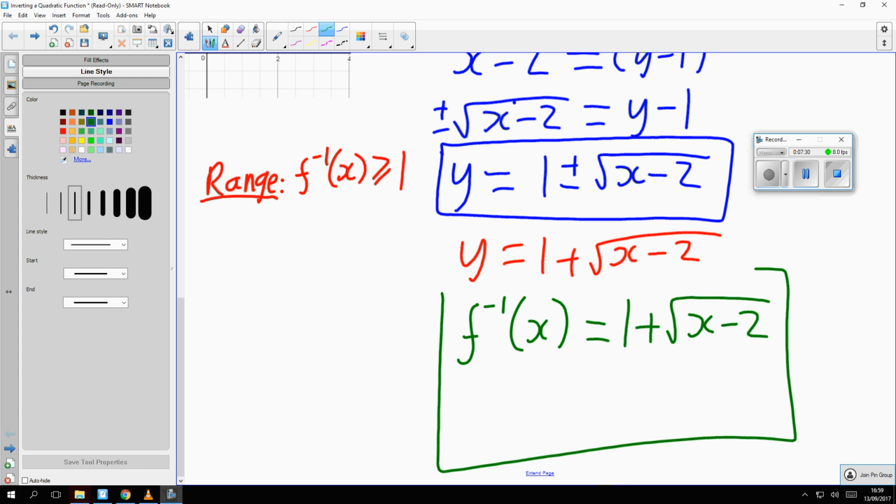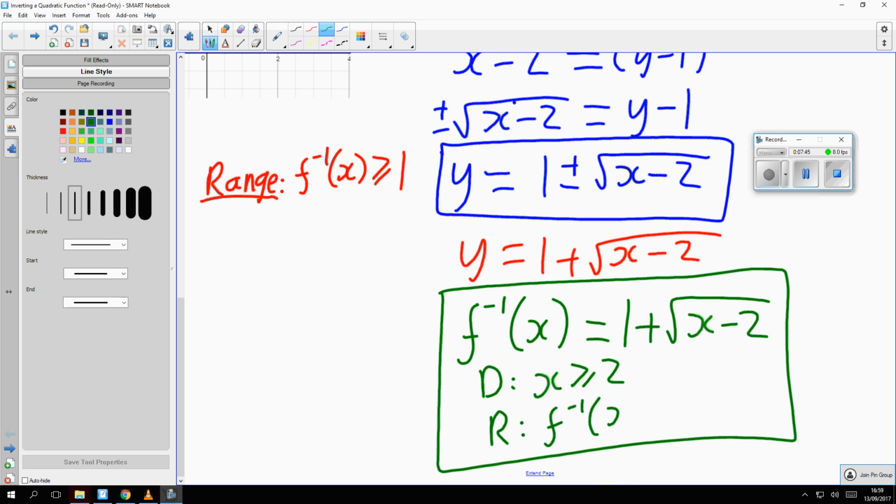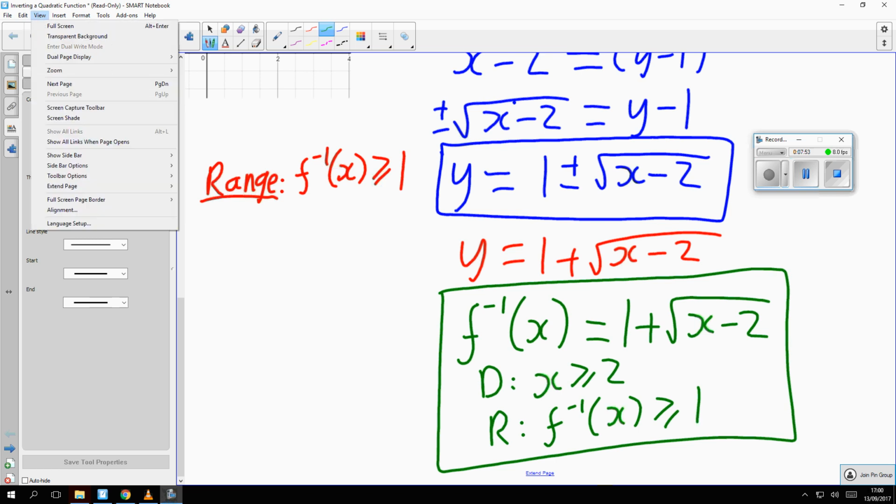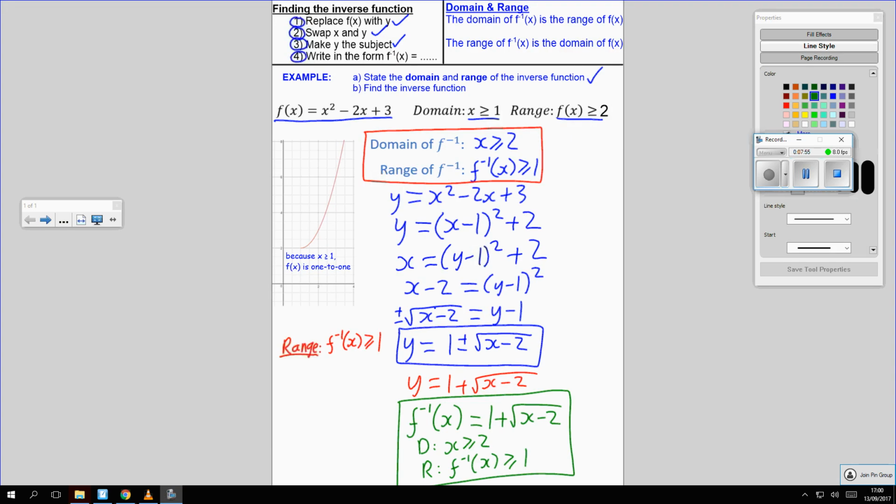That's the correct one, and it has the domain and range that we found out earlier on. That will all fit together and make sense. X has to be bigger than or equal to 2 for the square root to work out, and the range, we're adding something on to 1 every time that's positive, so f inverse will be greater than 1. So that is our overall solution.